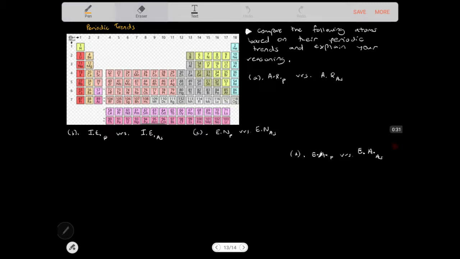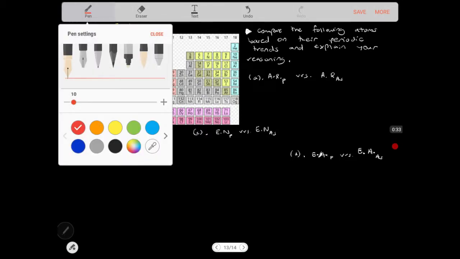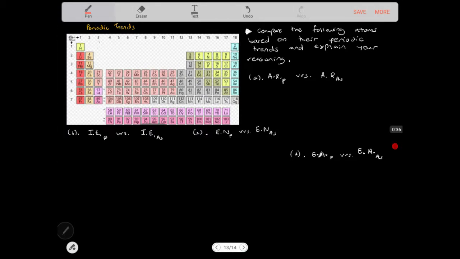Okay, so let's start with the atomic radius. I'm just going to write down all the increasing trends up here. I'll do that in red. The atomic radius increases down a group and to the left of a period. The next trend, ionization energy, increases to the right of a period and up a group. The next trend, electronegativity, increases to the right of a period and up a group. And the last trend, electron affinity, increases to the right of a period and up a group. And you can think about the opposite trends in the opposite directions, so this is a great way to memorize this.